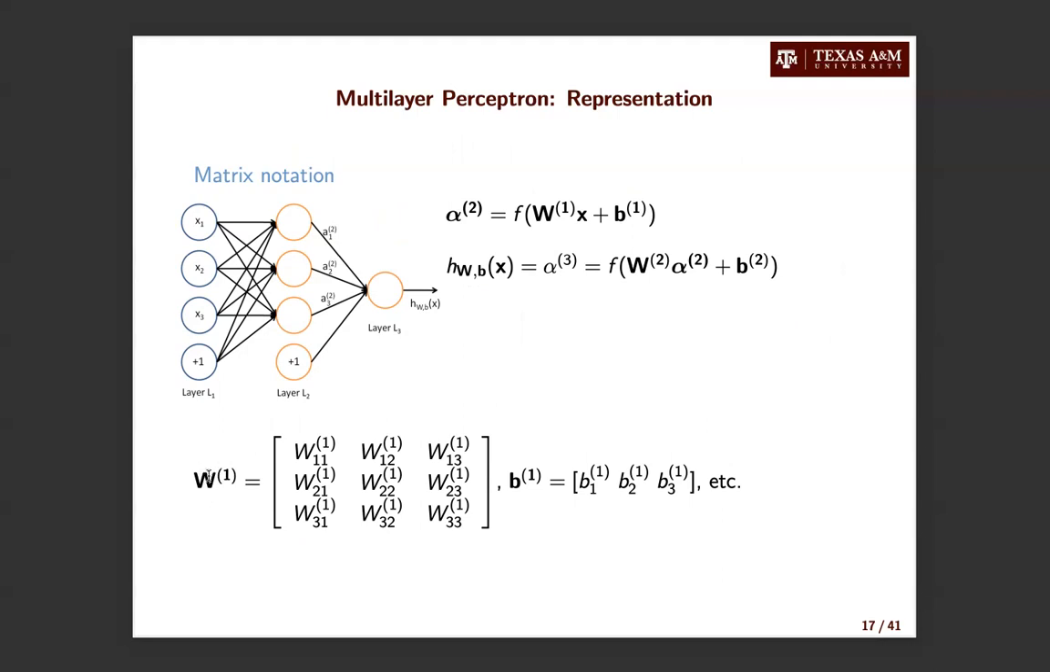Here, this matrix W1 corresponds to the matrix of all the different weights that connect all the inputs with the first hidden layer of this neural network. And similarly, this bias vector helps implement the linear combination in each of these nodes of the first hidden layer.